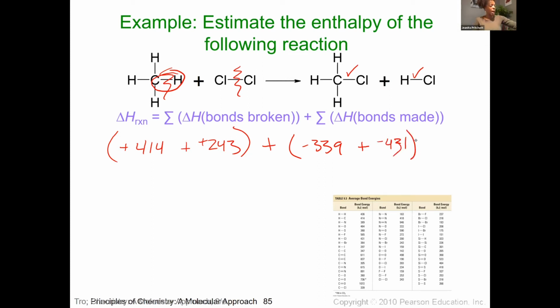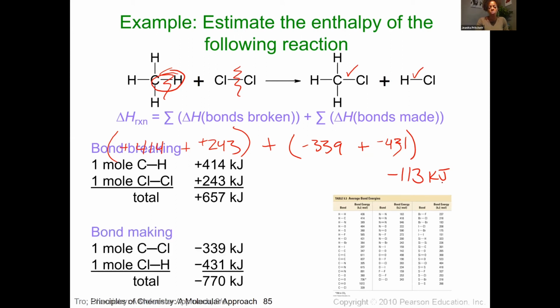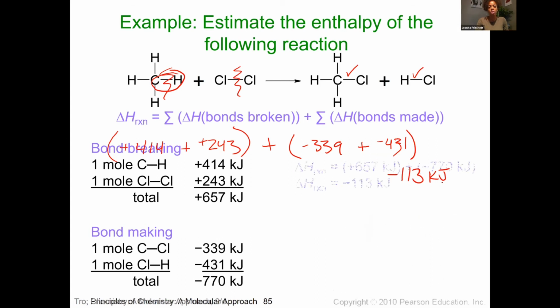And so then when we go to add all that up, we take 414 plus 243 plus the sum of the bonds that are being made, so negative 339 plus negative 431. And that gives us a total of negative 113 kilojoules for this reaction. So again, take into account what bonds are being broken, what bonds are being made, and then you add those up to get your overall value of negative 113. Okay, good.